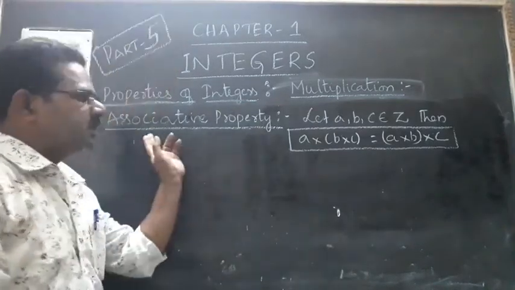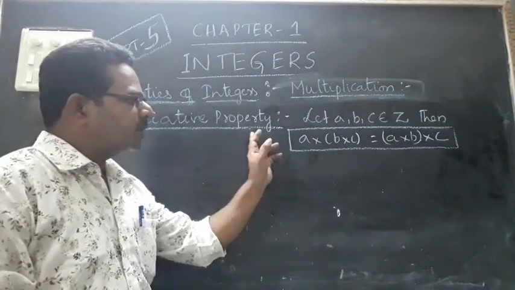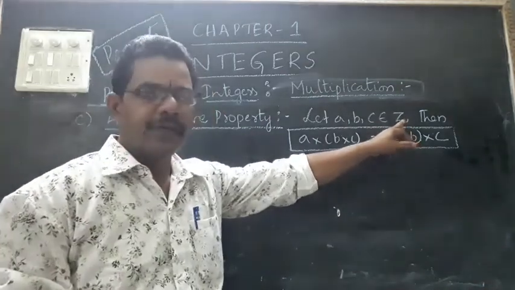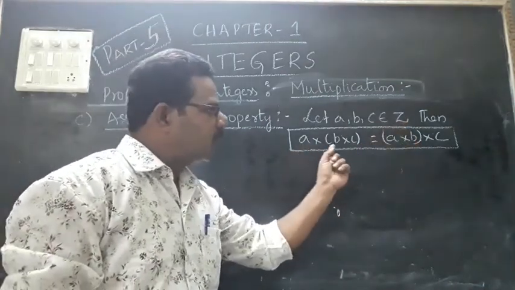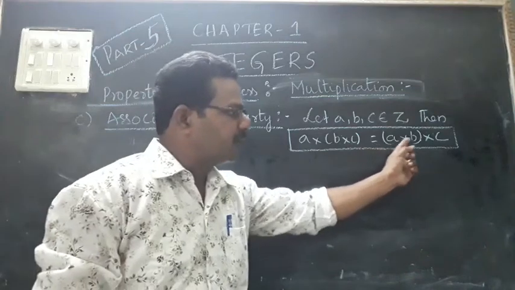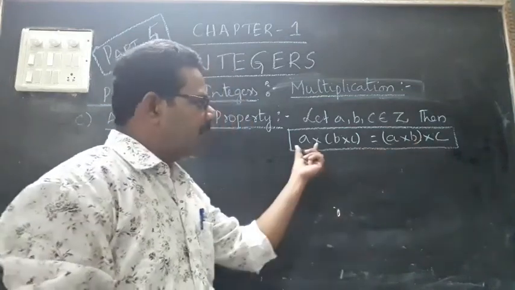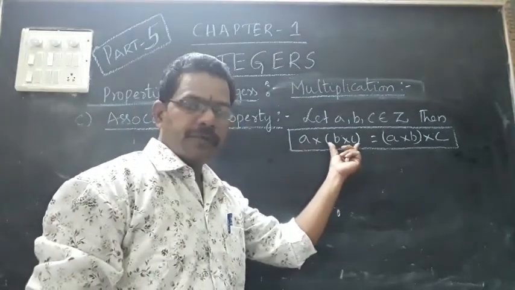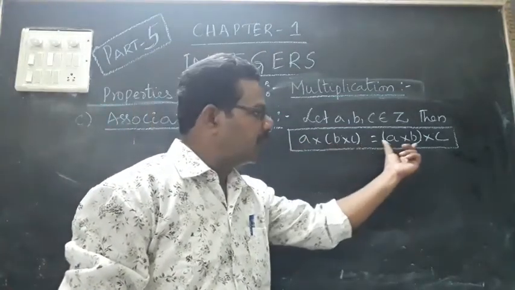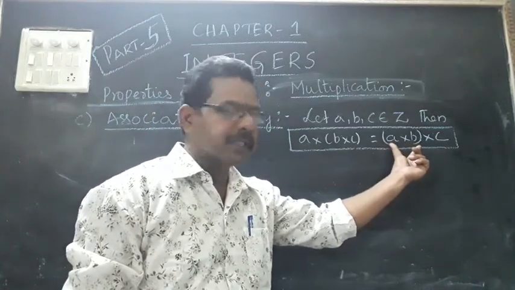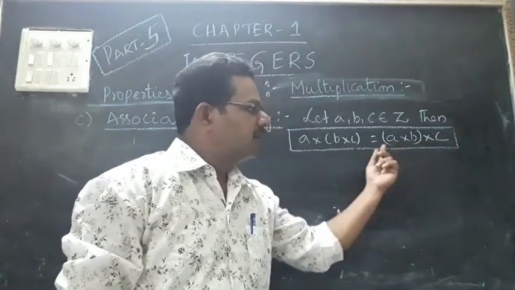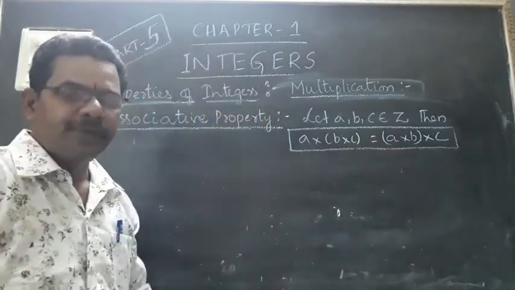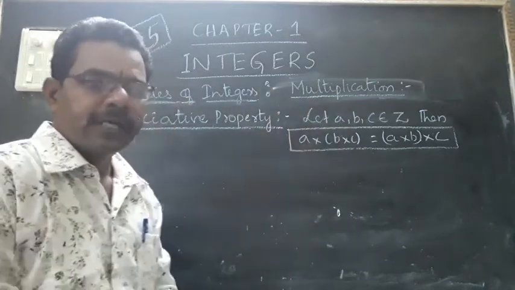The next property is associative property. In the associative property, if you take any three integers A, B, C belonging to the set of integers, then A into (B into C) is equal to (A into B) into C. That means the product of the first integer and the product of second and third integers should be equal to the product of first two integers and the third one. So this should be equal. Then we can say this associative property is following under multiplication in set of integers.